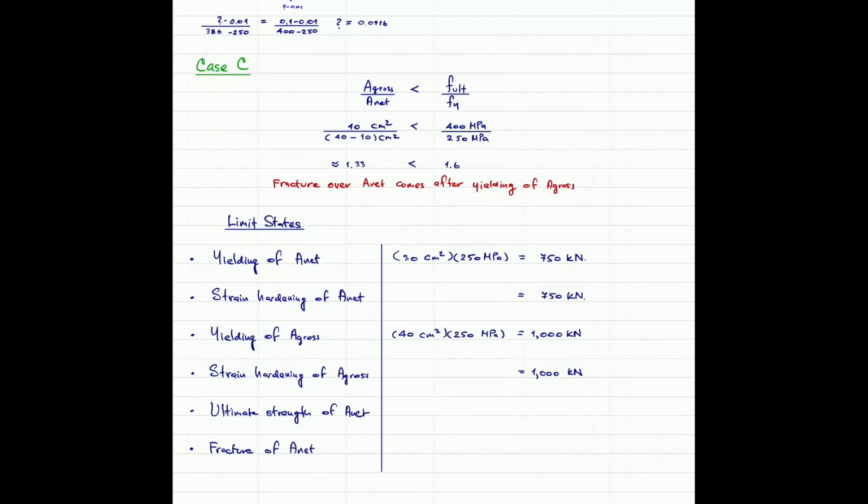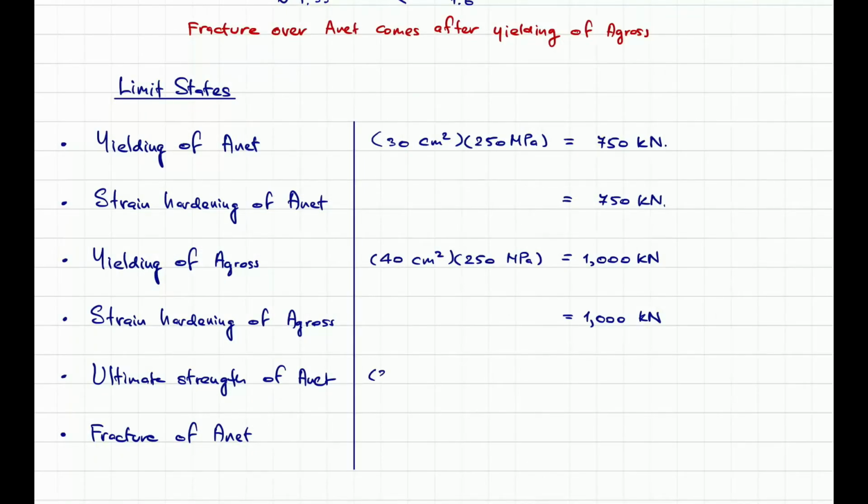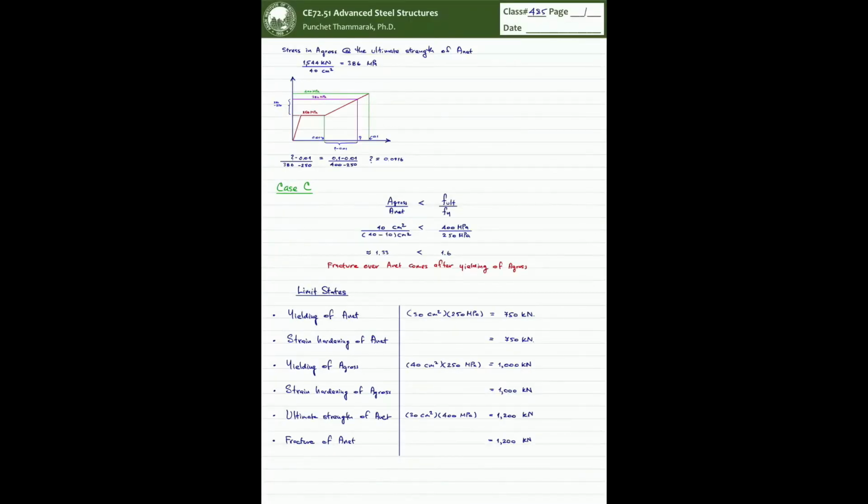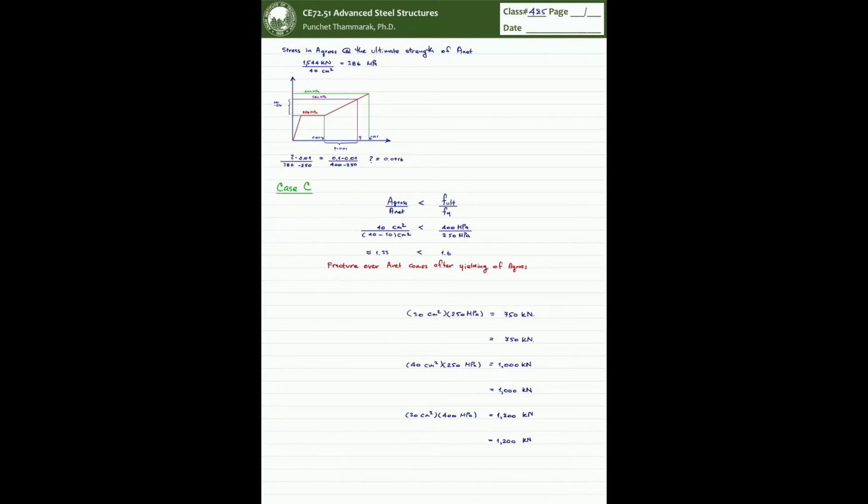Ultimate of the A net, 30 square centimeters multiplied by 400. You can see that it drops to 1200 kilonewton. Alright, and then we come to the next page.